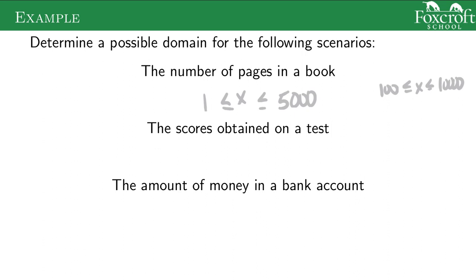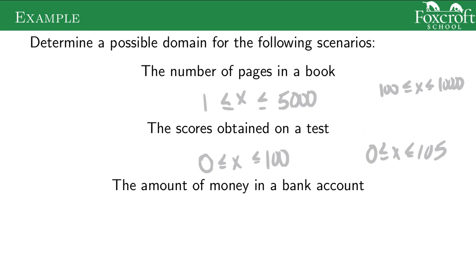All right, the scores obtained on a test, that is more strict. The lowest score you could ever get on a test would be a 0. And generally the highest score you can get on a test is a 100. So that'd make the most sense. Maybe you can make an argument, oh, my teacher gives extra credit, so I put this as my domain. That's still fine as well, as long as you can reason for why that is true.